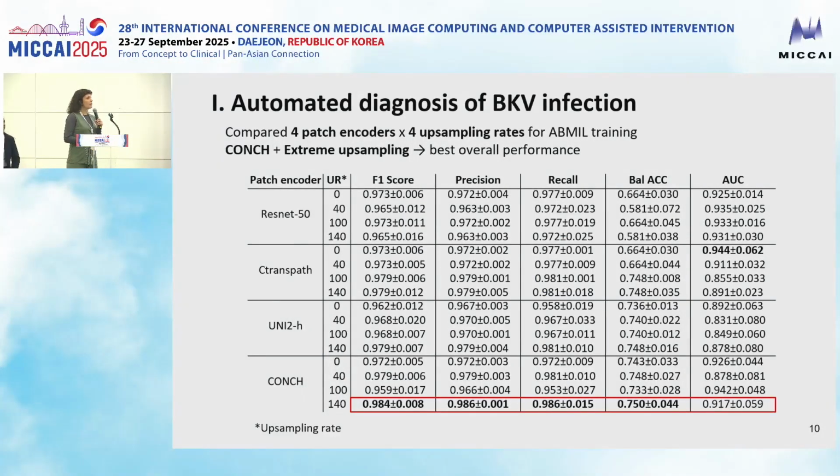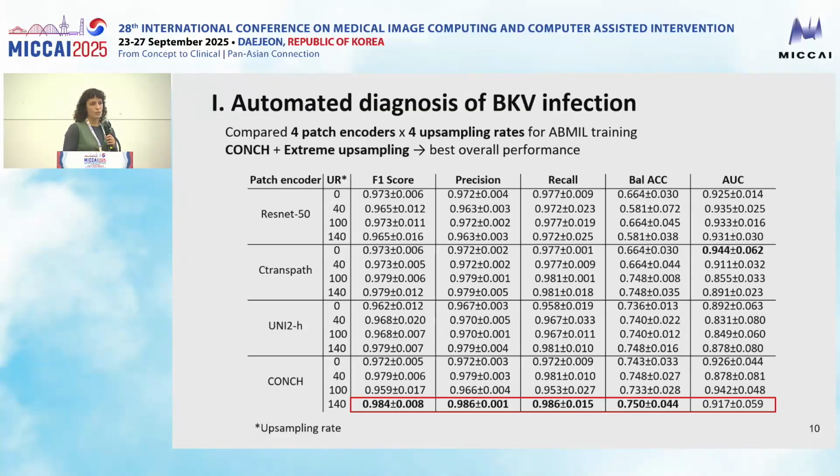To diagnose BKV infection, we compare different patch encoders: ResNet50 pre-trained on ImageNet, and three computational pathology foundation models, which are CTransPath, UNI2, and CONCH. Since our dataset was highly imbalanced, we also tried different sampling rates to overcome this, and we observed that the CONCH patch encoder combined with the extreme upsampling obtained the best results across most of the metrics, as we can see here. We believe this is because CONCH was trained on more diverse data and because of the low prevalence of the BKV positive cases.